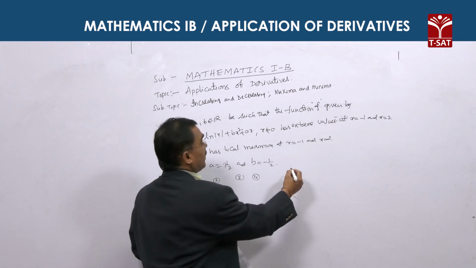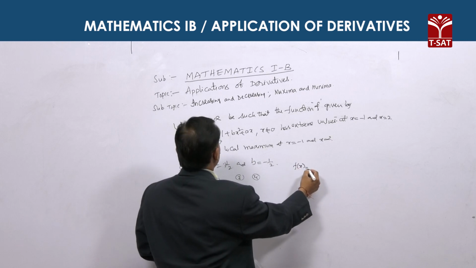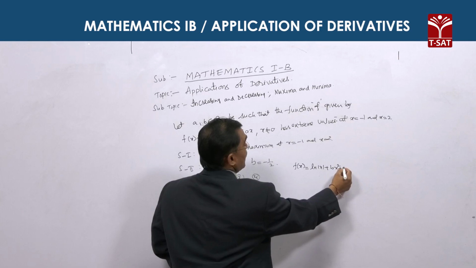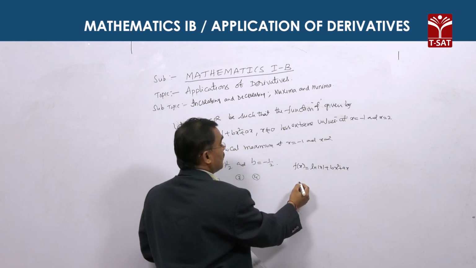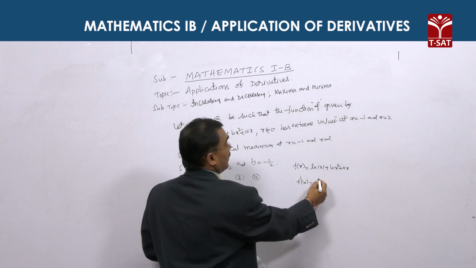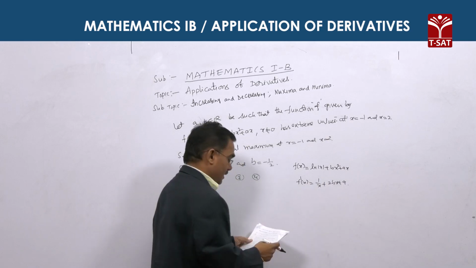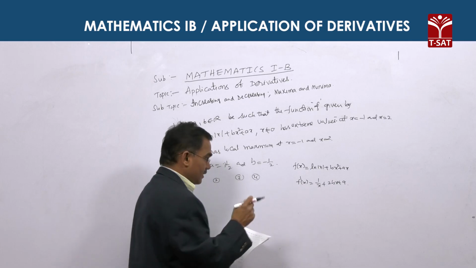So first we decide: f of x is equal to log x plus bx square plus ax. For extreme values, first find f'(x). The value is 1 by x plus 2bx plus a. So the value is 1 by x.